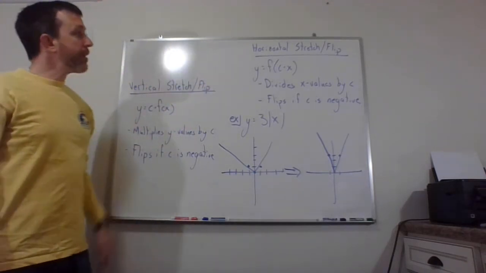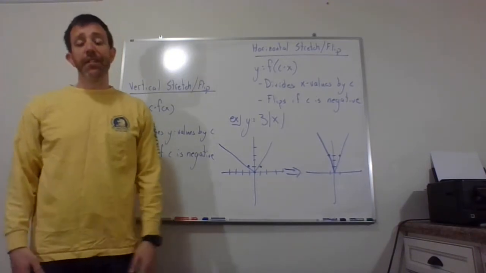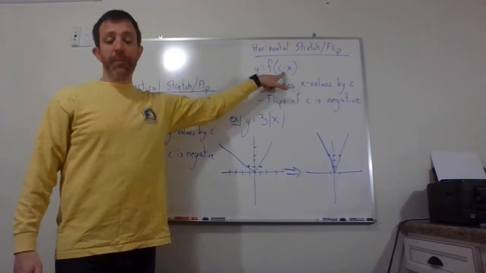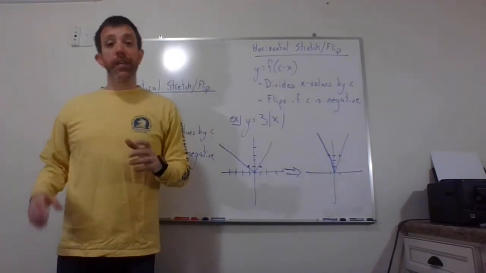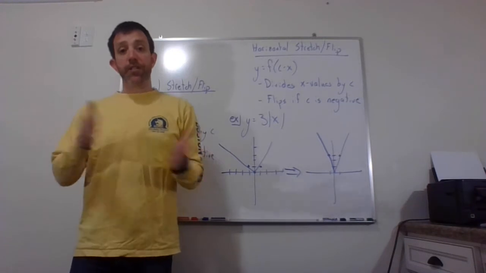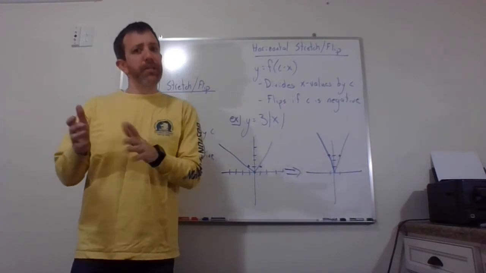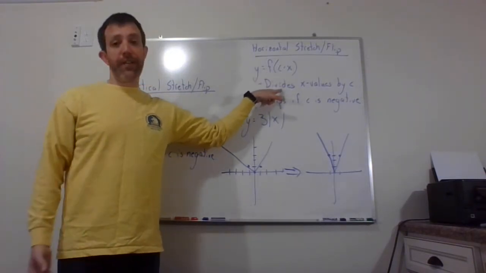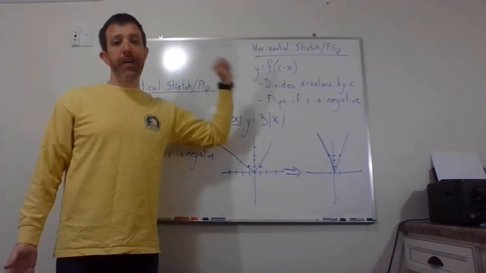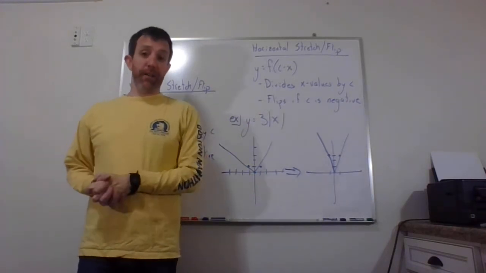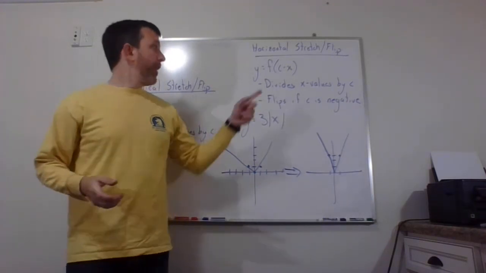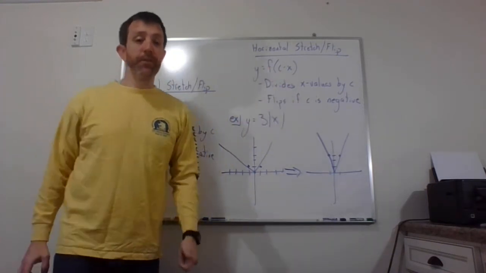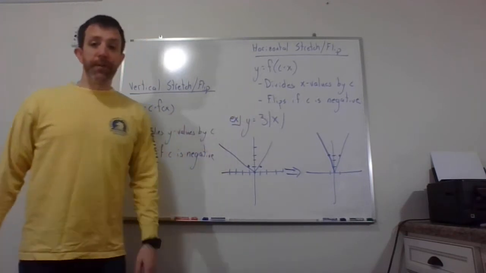Horizontal stretches are going to be a little bit different. Everything horizontal is just a little bit weirder. So now we have the multiplying on the inside. Unfortunately, remember when we did left and right shifts, it was kind of backwards. If you had a plus sign, it went left. If you had a minus sign, it went right. Well, now instead of multiplying our x values by c, it turns out for the graph we actually want to divide our x values by c. So if you had a 2 there, you would take all your x values and cut them in half. You would divide by 2. And it will also flip if c is negative.